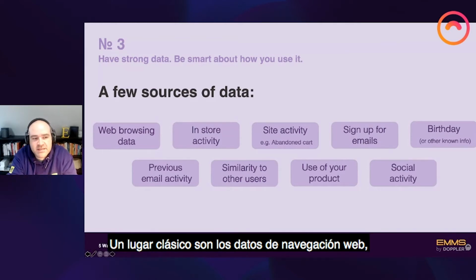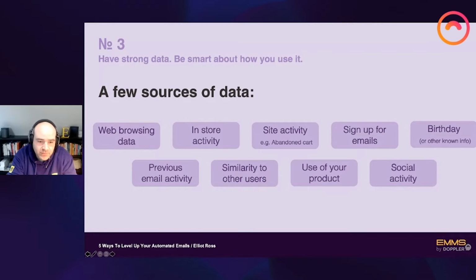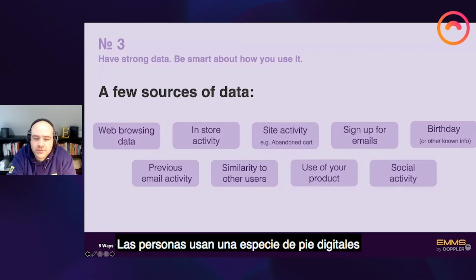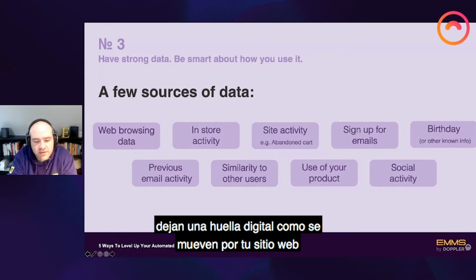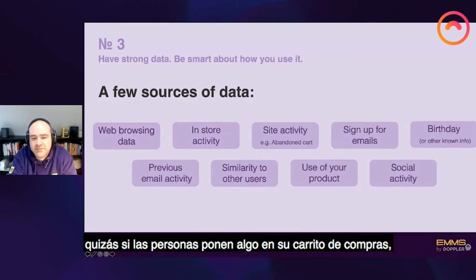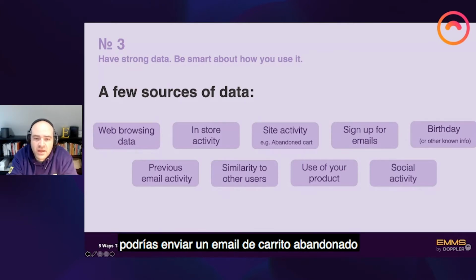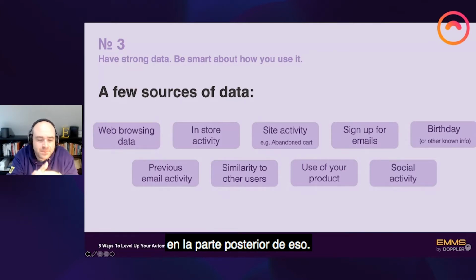So a classic place is the web browsing data, so what people are doing on your website. They leave a digital footprint as they move around your website, so you can see what products they're interested in. But it's not just that. Perhaps if people put something into their shopping cart but don't actually convert, you could send an abandoned cart email off the back of that.